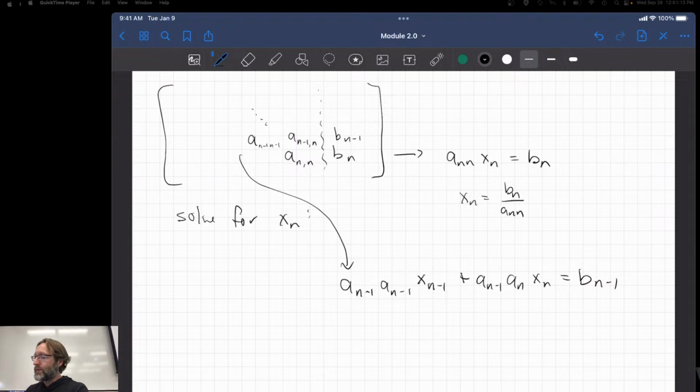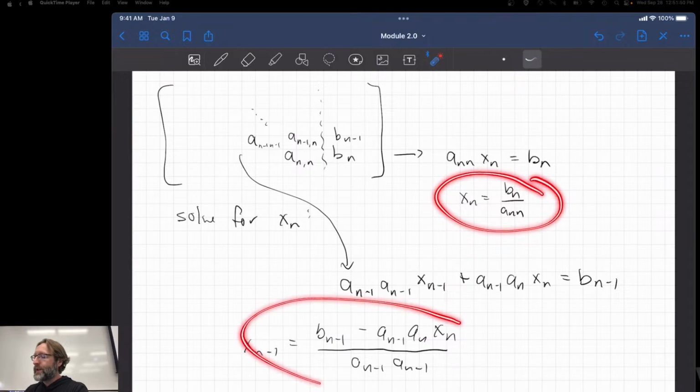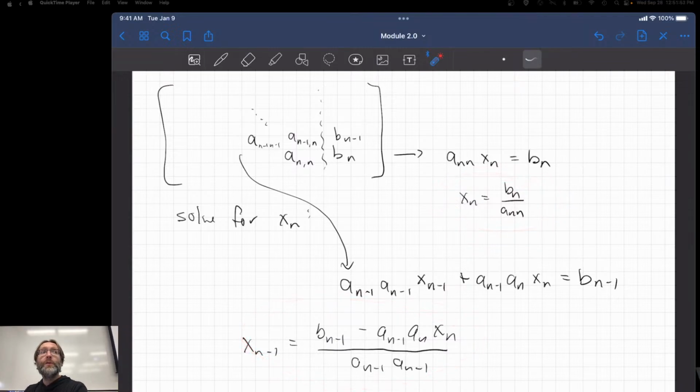So solve for this guy right here. I need to take this onto the other side and then divide by this. So x of n minus 1 is equal to b sub n minus 1 minus a sub n minus 1, n times x n, all over a sub n minus 1, n minus 1. One more, bear with me, because I want you to start seeing the pattern here. Here's the first one, here's the second one. Let's do one more, and then we will generalize this.